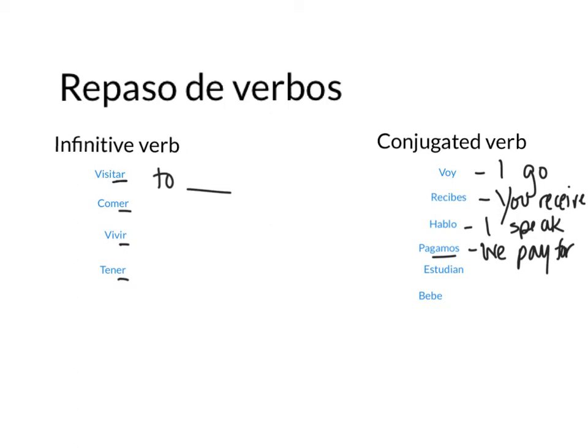In your work today, you will have some questions about infinitive and conjugated verbs, and then I ask you to translate after you've read the notes. So please take your time, read through the notes carefully. It talks about the different uses of infinitive verbs, and then complete those sentence translations.